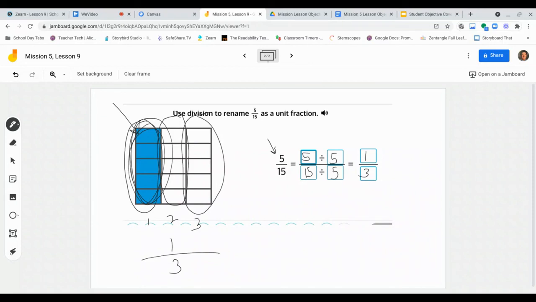So it's 1/3. Okay. That's what you're going to be doing today, using division to figure out an equivalent fraction. And for today, you're just going to divide by the numerator to find that equivalent fraction. The numerator will tell you what to divide by or how many to put in each group.